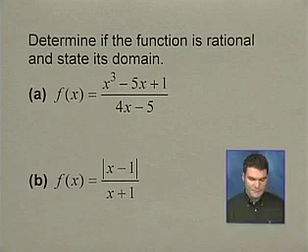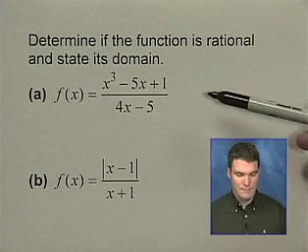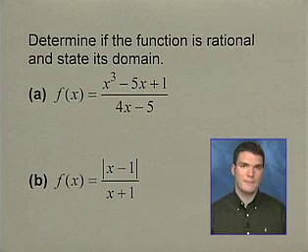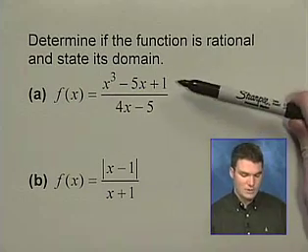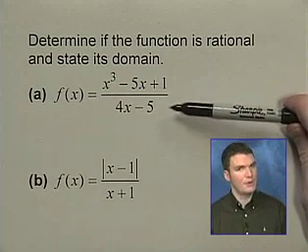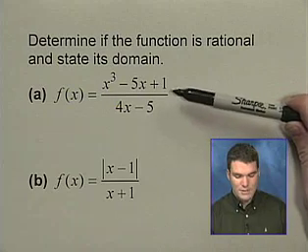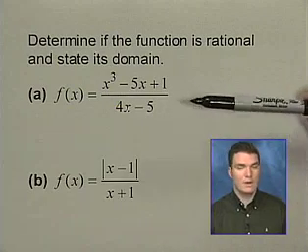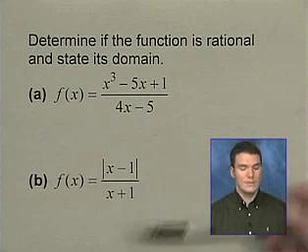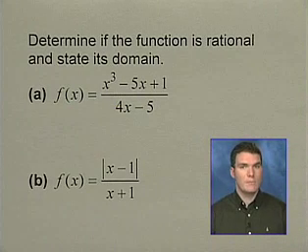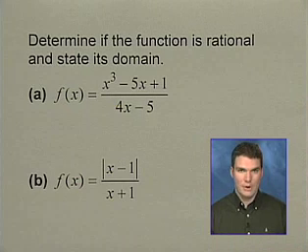So a, f of x is equal to x cubed minus 5x plus 1 over 4x minus 5. Well, this is certainly a polynomial, and this is a polynomial. This does not equal 0 necessarily, so f of x is in fact a rational function. What's its domain? Well, when we're finding domain, the main thing to remember is that you can't divide by 0.